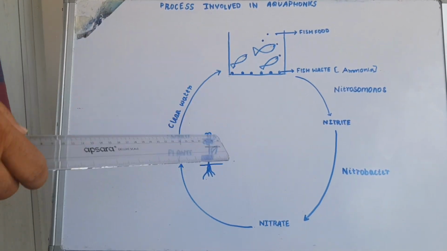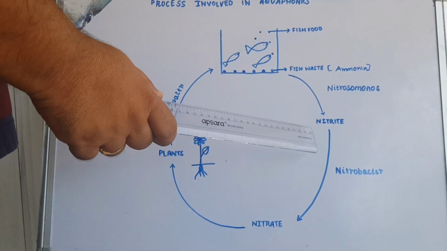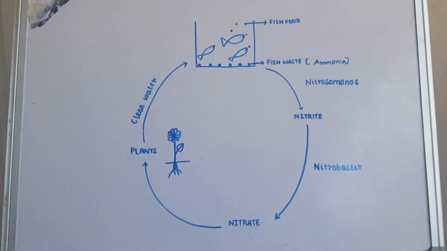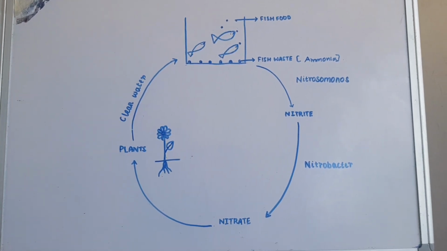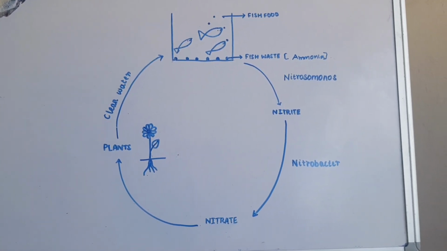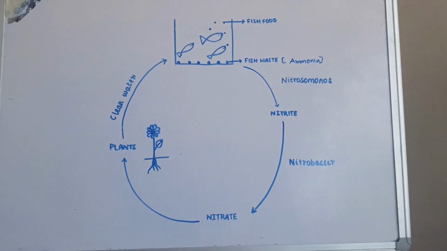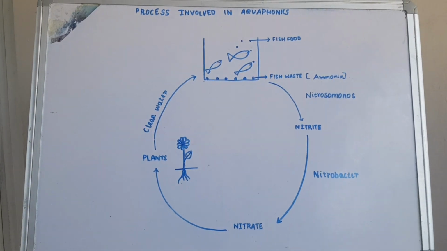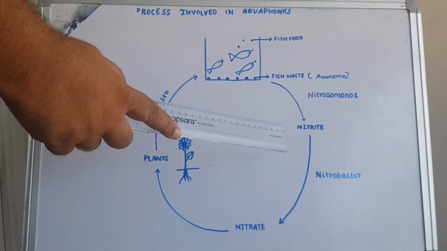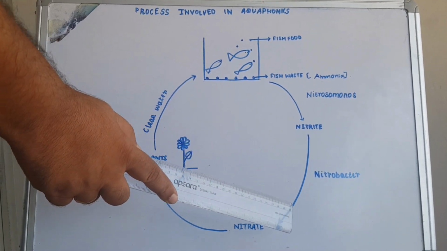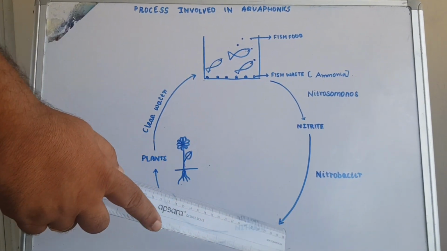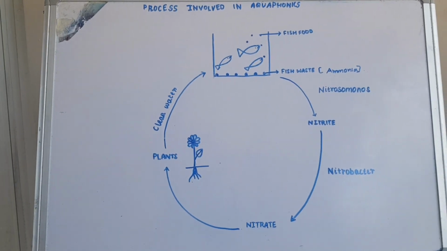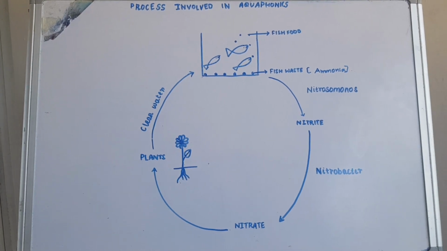Here the interesting fact is that ammonia is toxic to the fish and nitrite is even more toxic to the fish, and that is the reason why when we have an aquarium at home, the water has to be changed frequently. If we don't change the water frequently, then the fish will die. But here in aquaponics system, the nitrite will be converted through a bacteria known as nitrobacter to nitrate, and that is the reason why we don't need to exchange water in an aquaponics system.